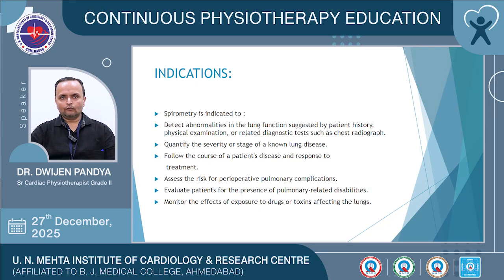Spirometry is indicated to detect abnormalities in lung function suggested by the patient history, physical examination, or related diagnostic tests such as chest radiograph. It is also useful to quantify the severity or stage of a known lung disease, to follow the course of a patient's disease and response to treatment, to assess the risk for perioperative pulmonary complications, to evaluate patients for the presence of pulmonary-related disabilities, and to monitor the effects of exposure to drugs or toxins affecting the lungs. So these are the various indications.